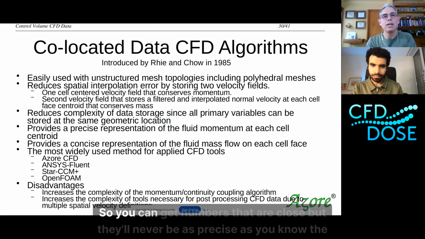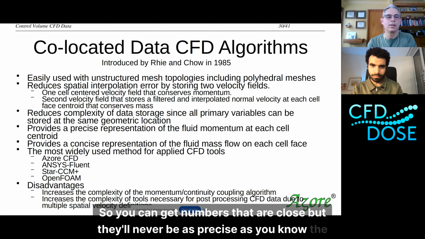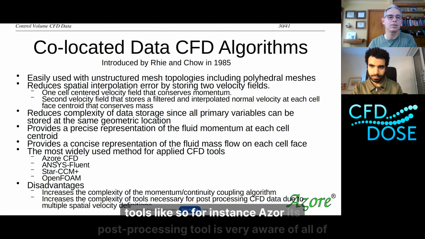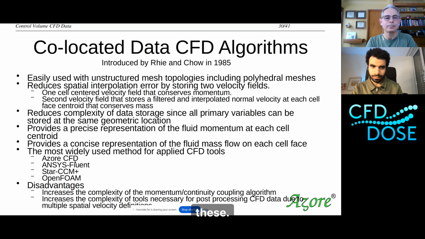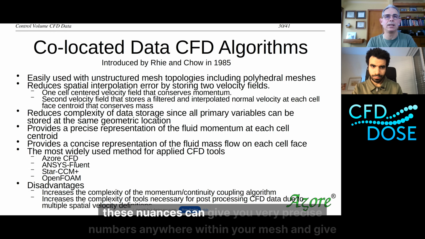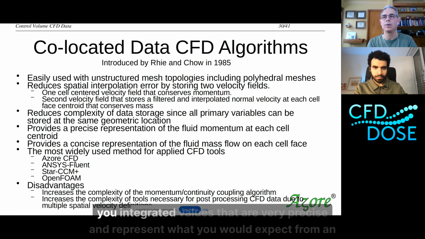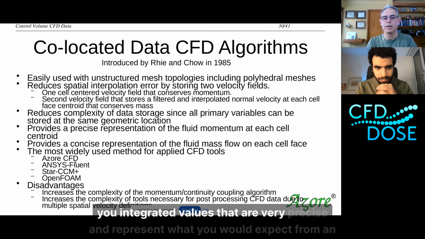So you can get numbers that are close, but they'll never be as precise as the tools like, for instance, Azor. Its post-processing tool is very aware of all of these nuances, and it can give you very precise numbers anywhere within your mesh and give you integrated values that are very precise and represent what you would expect from an engineering or scientific standpoint.